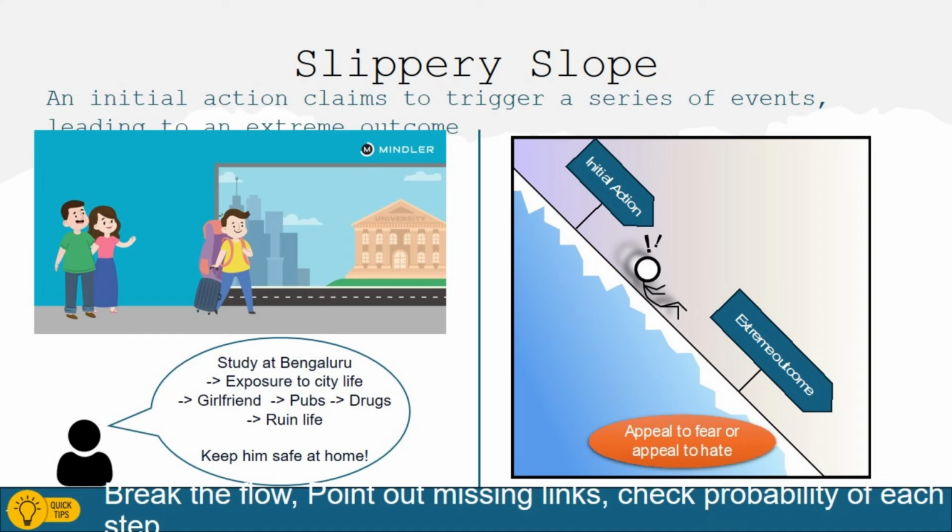This is an example of a slippery slope, where an initial action is claimed to trigger a chain of reactions leading to an extremely unfavorable outcome at the end. Often the end outcome is coupled with an appeal to fear or appeal to hate. You might say, okay, what if he brings home a random girl? So how do you counter this? Since it's a chain, you break the flow or look for any missing links in the chain. And also you check the probability of one step happening after another. If you keep accumulating this, the final probability might be very low.